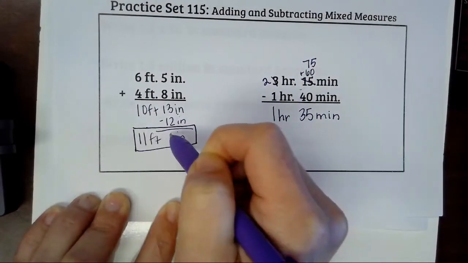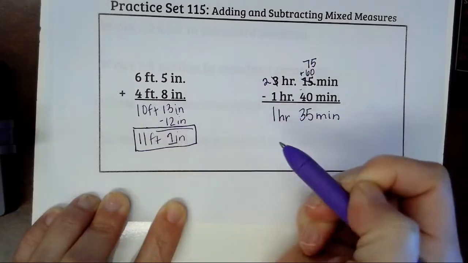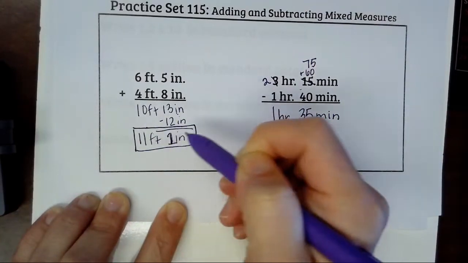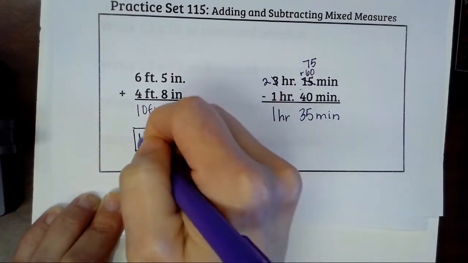So if you got 10 feet 13 inches, you need to go one step further and get it all the way converted.